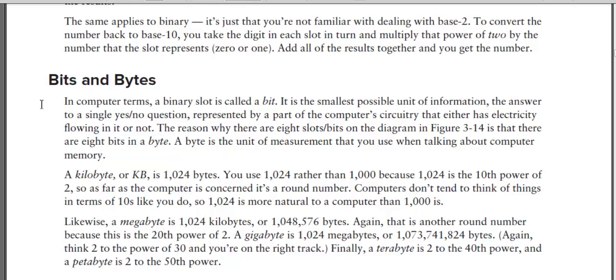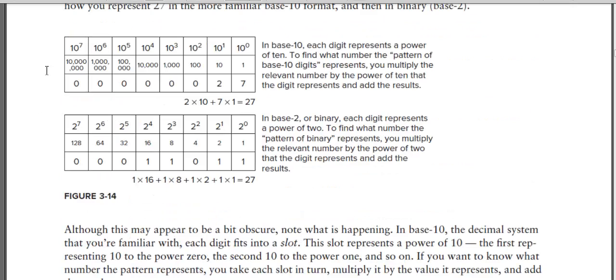For example, we have gigabytes or kilobytes. A kilobyte is 1024 bytes. It's kind of weird. A kilo should be 1,000, but it's not 1000, it's 1024. We use 1024 rather than 1000 because 1024 is the 10th power of 2. If you go back up here, this is the 7th power of 2, but if you went to the 10th power of 2, it would be equal to 1024.